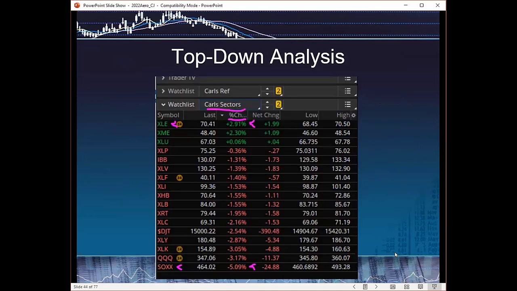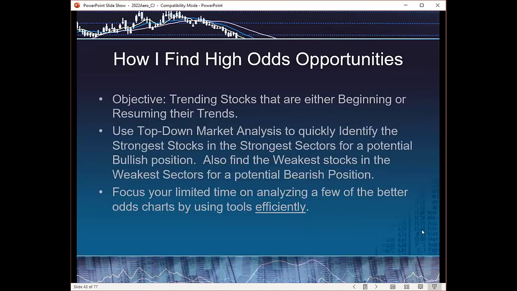Let me back up. I use a top-down market analysis to very quickly, meaning in a few seconds, identify the strongest stocks and the strongest sectors for potential bullish positions. Or if I'm looking for a bearish position, I can look for the weakest stocks in the weakest sectors. And I'm going to show you how I do that.